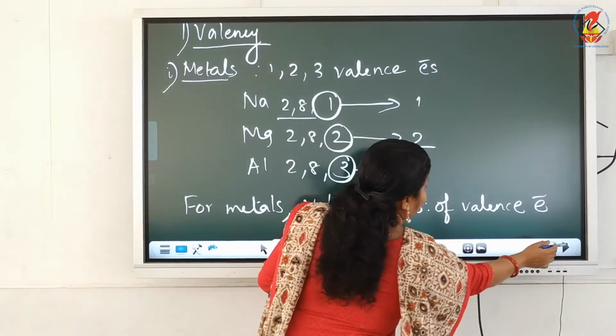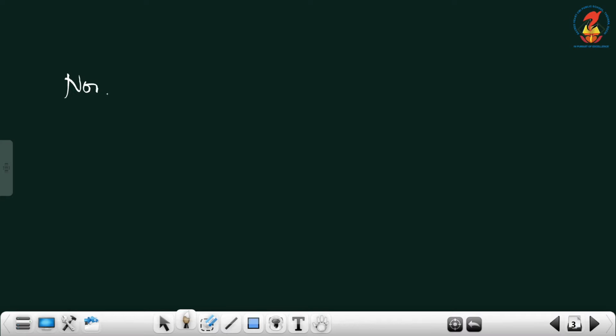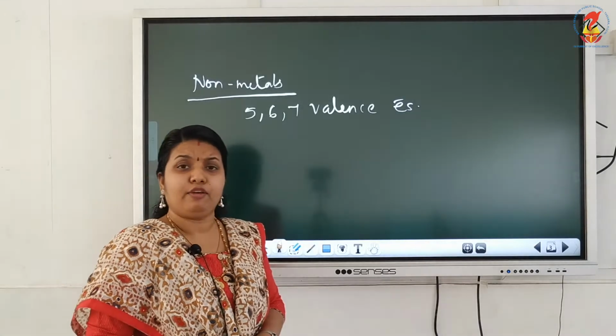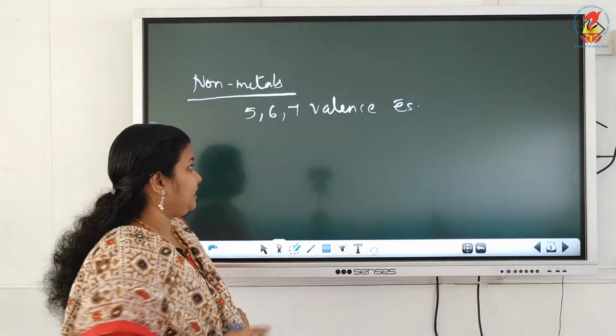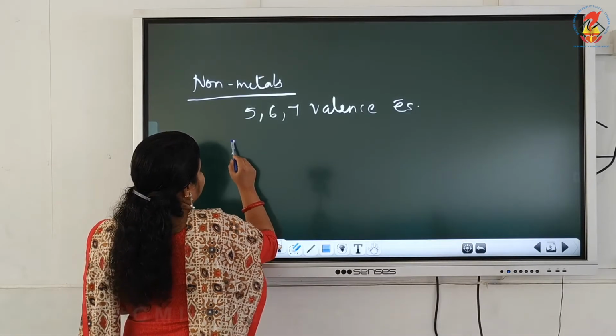Now, non-metals generally have 5, 6 or 7 valence electrons. So, what is their general tendency? For example, let us write nitrogen.